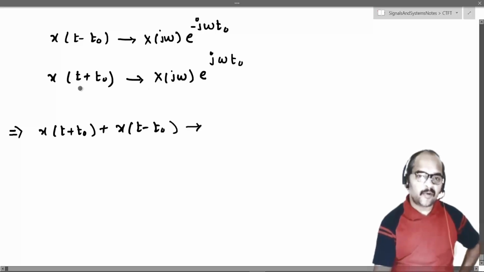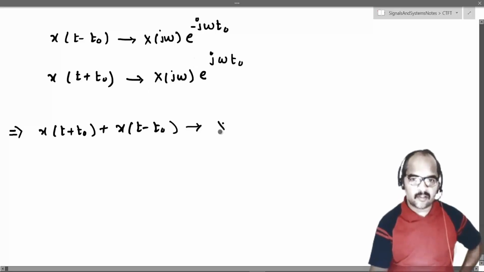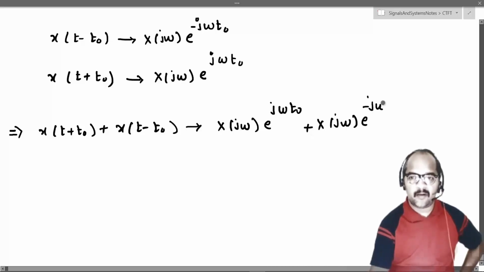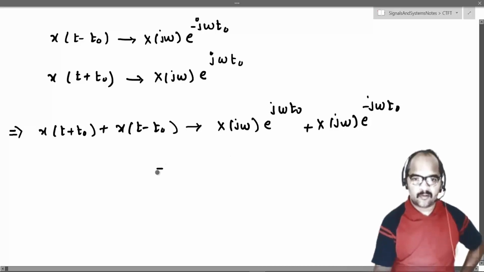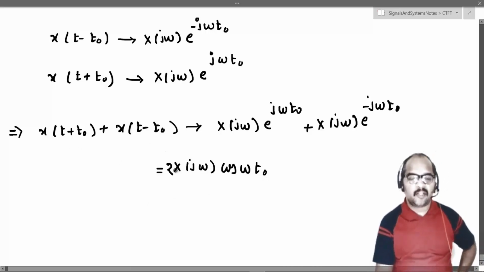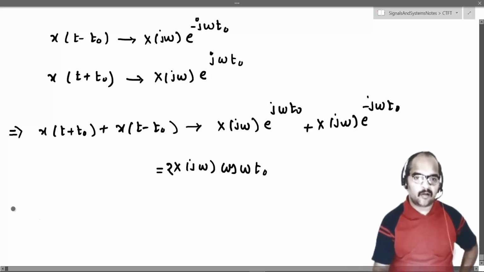So x of t plus t naught plus x of t minus t naught will have what as Fourier transform? You are adding in time domain, so you should add in frequency domain. So what you will get is X of j omega e power plus j omega t naught plus X of j omega multiplied with e power minus j omega t naught. This should be equal to, with X of j omega common, e power j omega t naught plus e power minus j omega t naught, so you'll get 2 cos omega t naught. So x of t plus t naught plus x of t minus t naught will have 2 X of j omega multiplied with cos omega t naught as the Fourier transform.